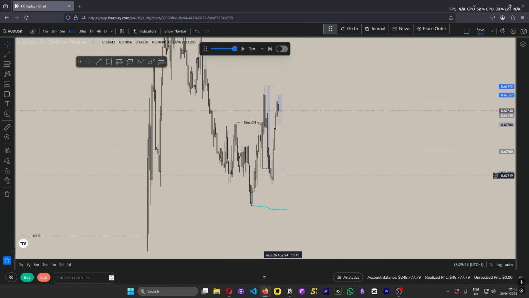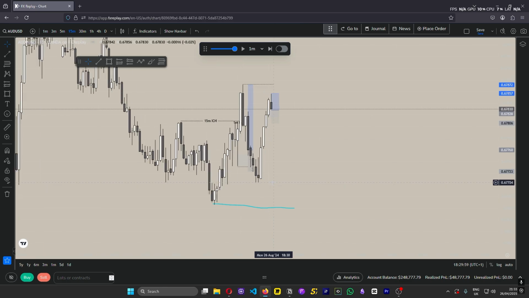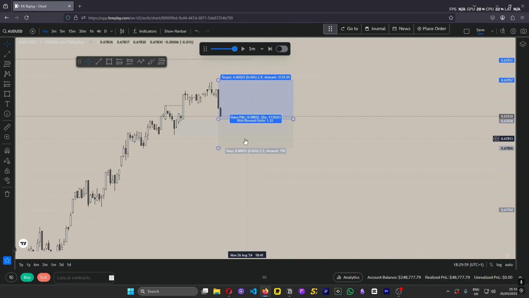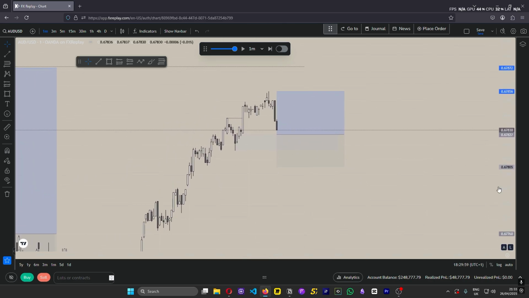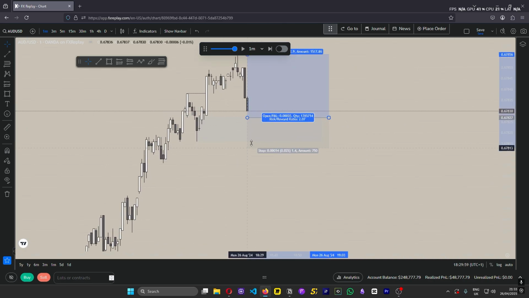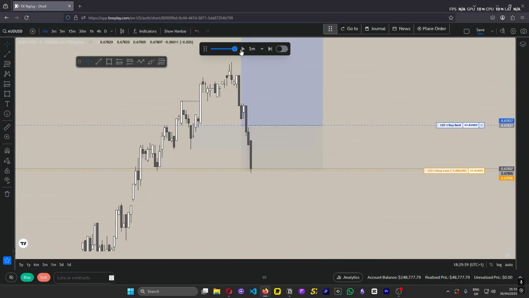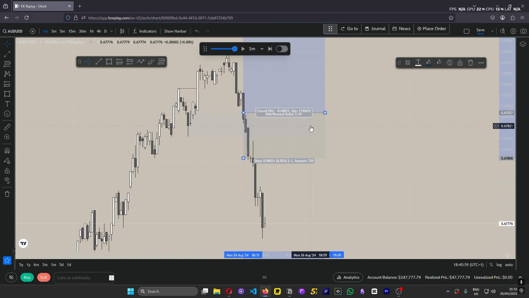Let's see. Yeah, it doesn't look that good, bro. I mean, you know what? Let's just take it. Still a valid trade. Why not? There's no reason for me not to take it. 2.1, let's just target the weak structure. Let's see what happens. It's still valid, so. Alright, got stopped out. That's not looking good.